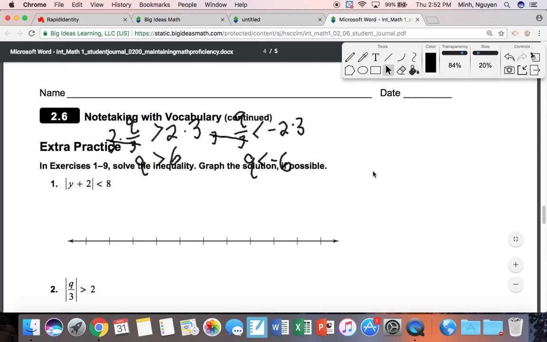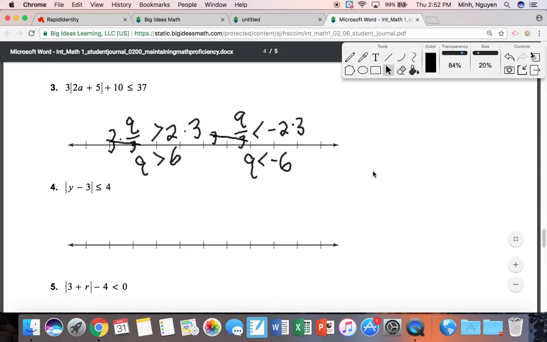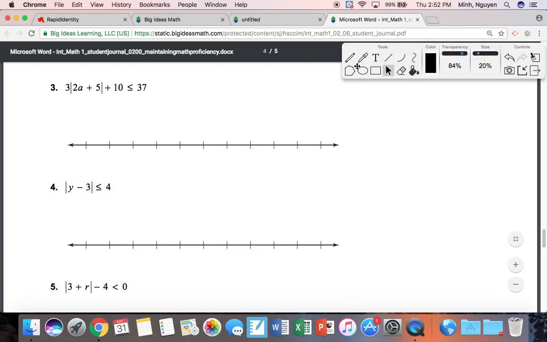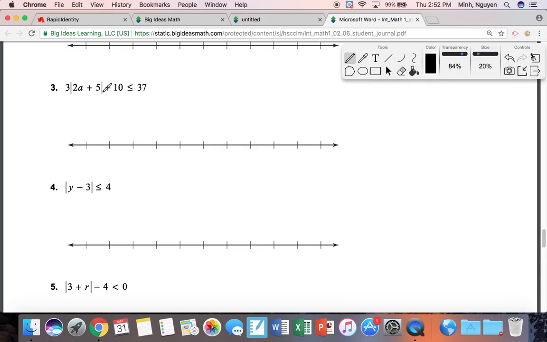Oops. Sorry, I skipped that page. Let's go to number 3. Before we can solve anything, we've got to get rid of all this extra stuff. We just want the absolute value expression on one side. So subtract 10, 3 times absolute value 2a plus 5. I said 3 times. How are we going to cancel out times or multiplication? That's right, division. So we're going to divide both sides by 3.